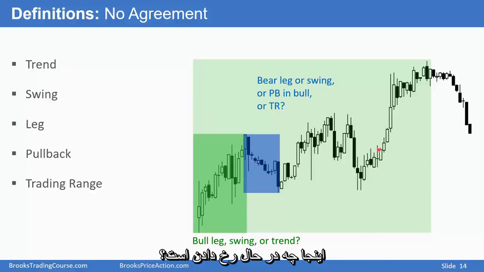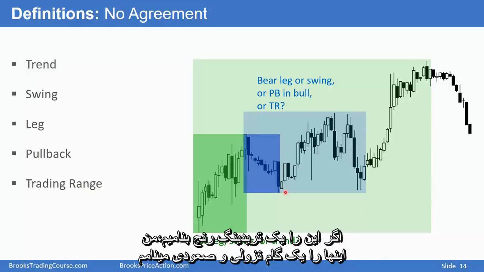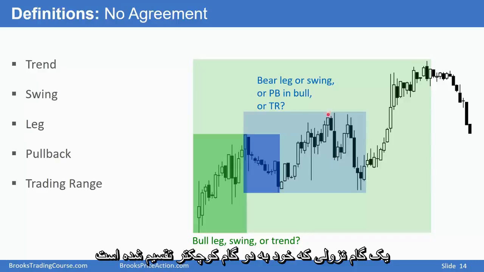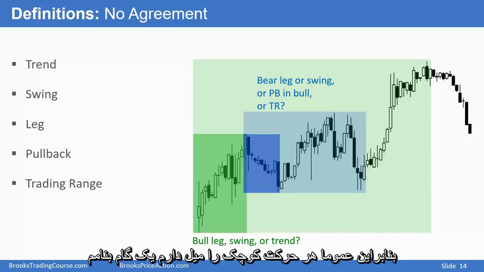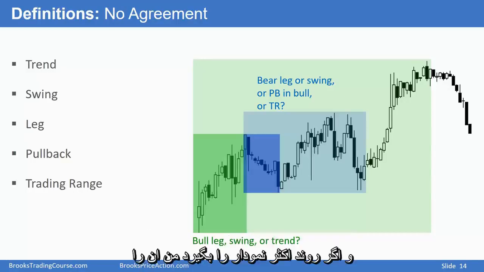What's going on here? Is this a bear leg, a bear swing? Or is it a leg in a trading range? Doesn't matter. I call this a trading range. I would call that a bear leg, a bull leg, a bear leg that subdivided into smaller legs. Down leg, and up leg, and down leg. So in general, any small move I tend to call a leg. A bigger move where a person can make a swing profit, I tend to call it a swing. And if the trend lasts for most of the chart, I tend to call it a trend.